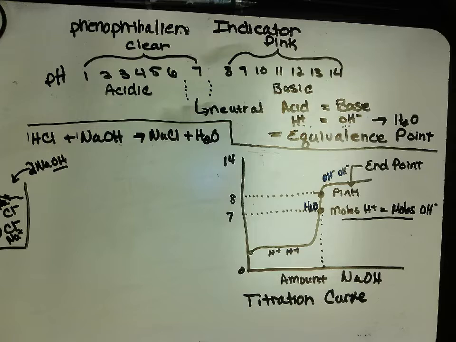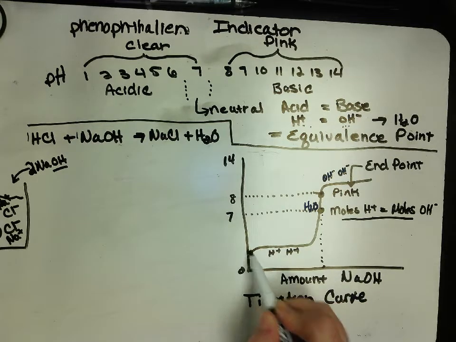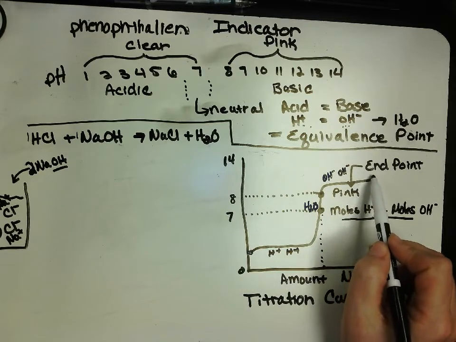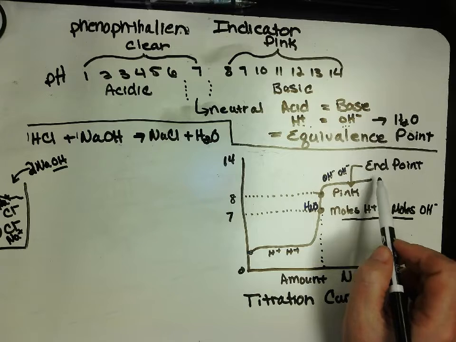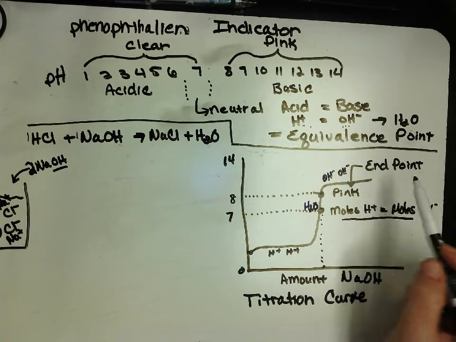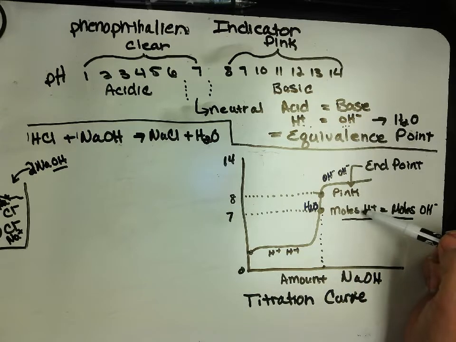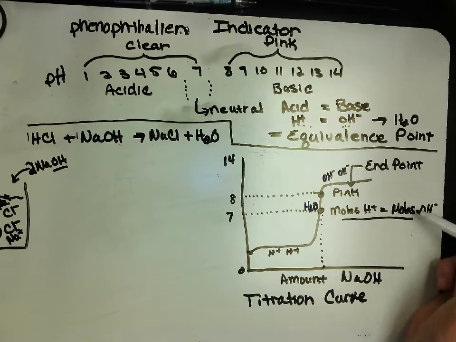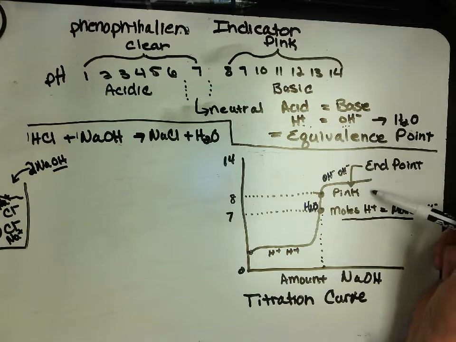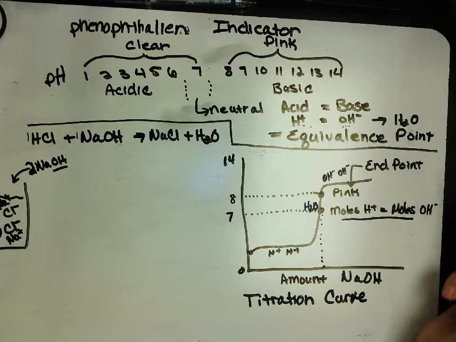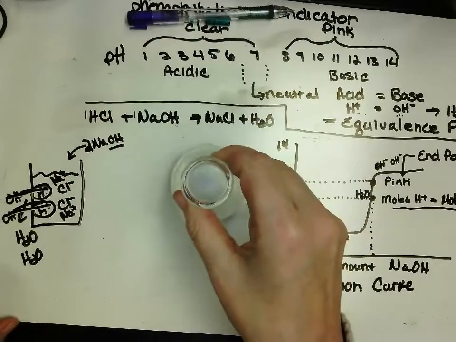So what you really need to know for your titration curves is here I start with a pH of 1, which means I start at an acidic solution, and I end around, for this one, around 12. It's usually around 13 or 14. And the difference between the equivalence point and the end point is: the equivalence point is where my moles of H plus equal my moles of OH based on stoichiometry. And when I change color, that's called the end point. Okay? So I want to show you what this looks like in my solution.